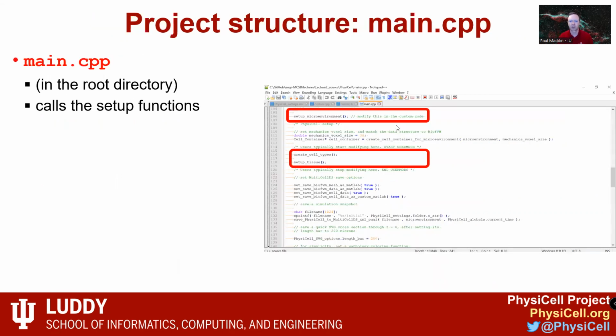So the main structure of the project, you open up main.cpp and there will be a function called setup microenvironment. This will parse all the XML and set up all your diffusible substrates. Thankfully, we don't have to worry too much about that anymore. And it calls all the setup functions. So it's really like a humongous script when you get down to it, a choreography really of functions to ensure proper initialization. And then create cell types is going to run. So that's going to run anything you put in there, including the default code. Then setup tissue is going to place your cells.